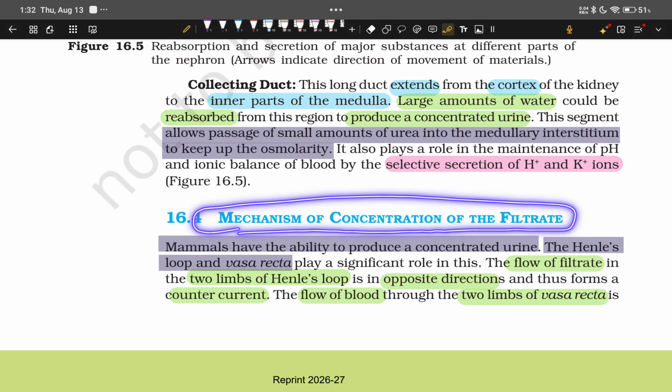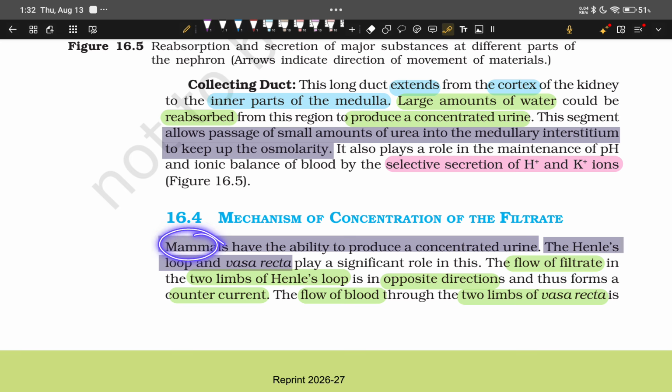Mechanism of concentration of filtrate. Mammals have this very unique ability to produce concentrated urine. Henle's loop and vasa recta play an important role in concentrating the urine. So there is countercurrent. What do you mean by countercurrent? If the flow of filtrate is upwards in one limb, then the other limb will have flow of filtrate in the opposite direction. That's called countercurrent.